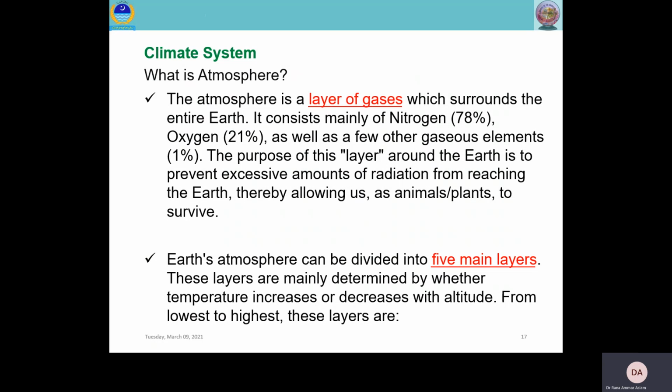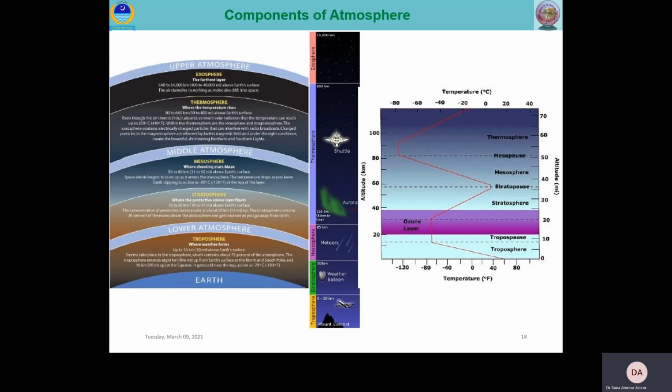We can divide this atmosphere into 5 layers, and this classification is mainly based on temperature variations, because from the ground surface upward, temperature varies. If we move up from the ground surface, there are some regions where temperature stays at a specific value, some regions where temperature gets lower and lower, and some regions where it reaches very high values. Based on those temperature variations, the atmosphere has been divided into 5 layers.